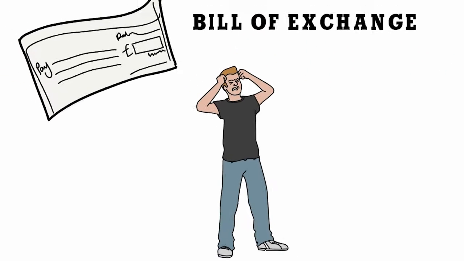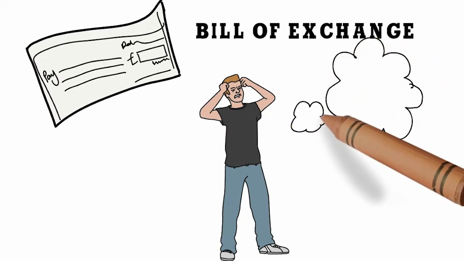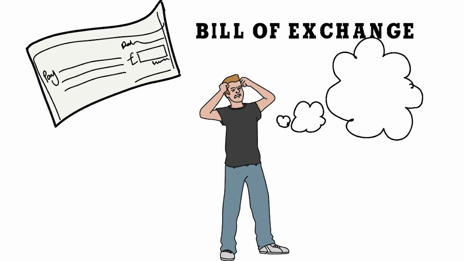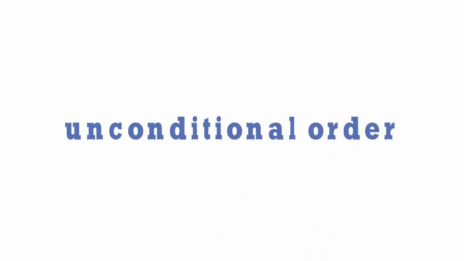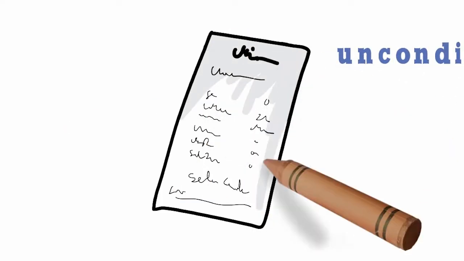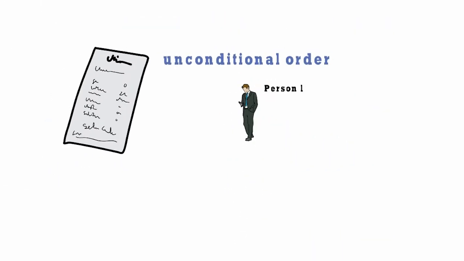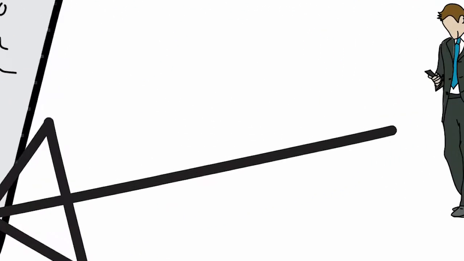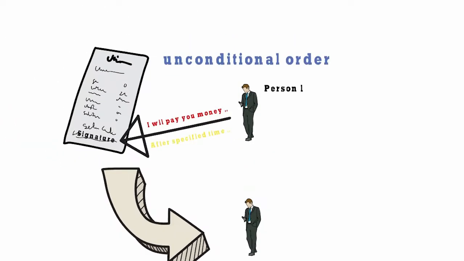In order to understand what a bill of exchange is and what it does, you need first to know what a bill of exchange basically is. So, what is a bill of exchange? A bill of exchange is an unconditional order in writing, addressed by one person to another, signed by the person giving it, requiring the person to whom it is addressed to pay on demand, or at a determinable future time, a sum certain in money to or to the order of a specified person or to bearer.